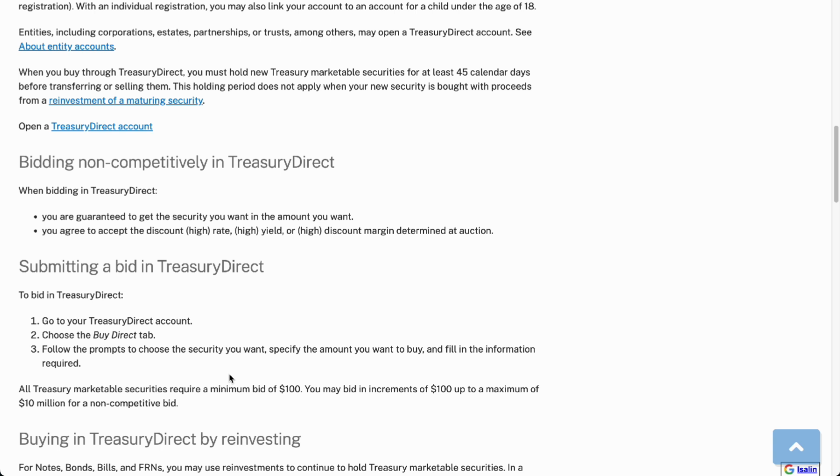So it's pretty simple to bid on treasury bonds. All you have to do is go to treasurydirect.com, make an account, and you can bid there.